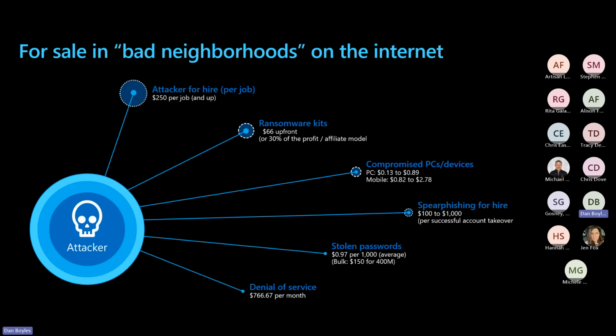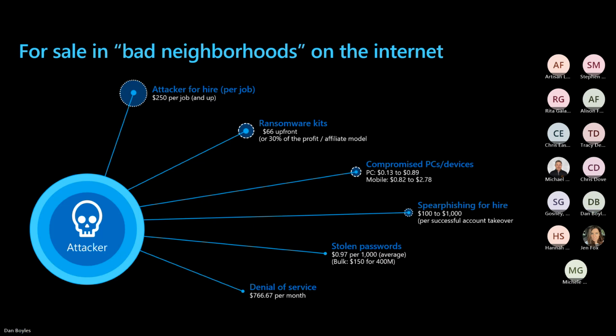Mobiles, people don't think you can infect mobiles, but you absolutely can. And the good thing is Microsoft on the M365 Defender now actually covers all mobile devices from iOS and Android. It covers everything on there. And then your stolen passwords, it's not even 97 cents for 1,000. I could probably get you 100,000 in a minute for free. Netflix, Spotify, anything that's been leaked out there.